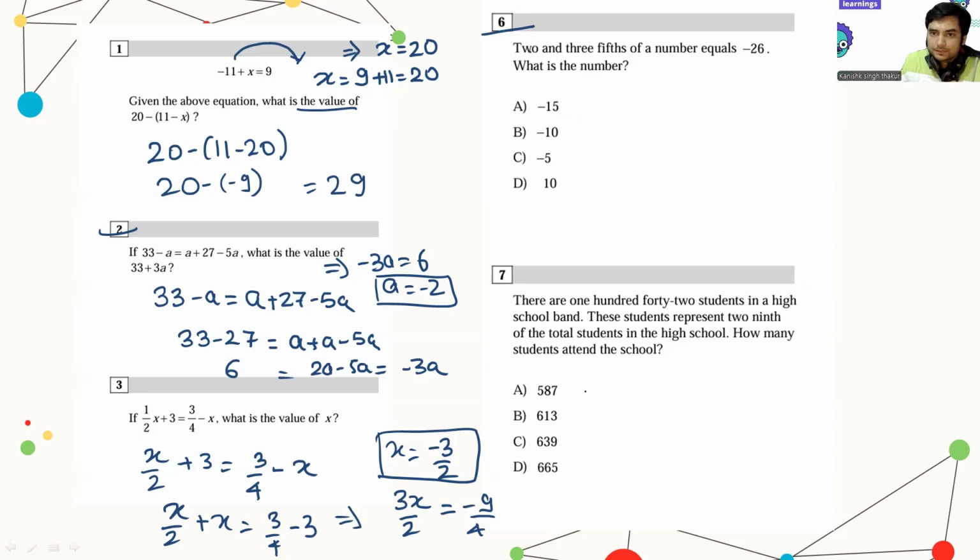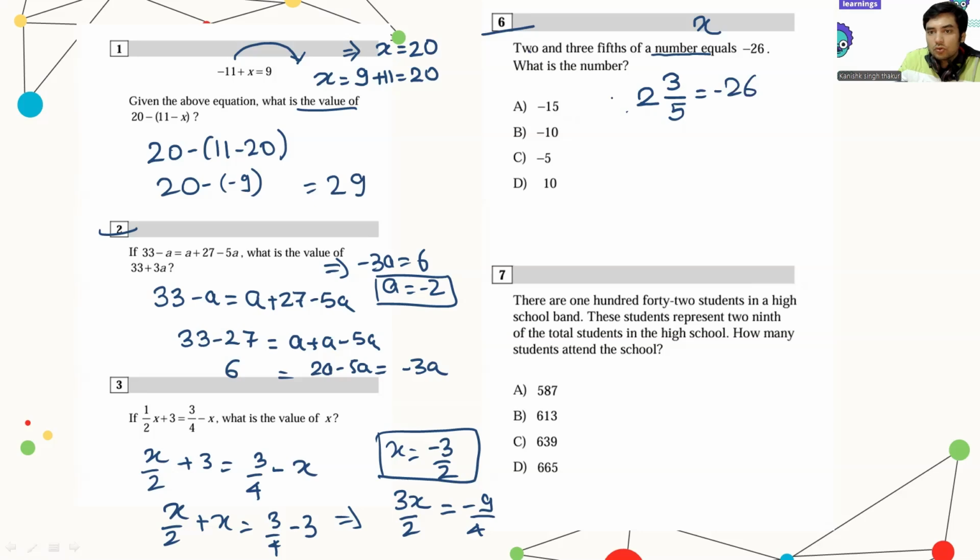What is the number? So again, I'll substitute this number as x. So 2 and 3/5 of the number. They are talking about a mixed fraction here. Remember, 2 whole and 3/5 of the number is equal to negative 26.